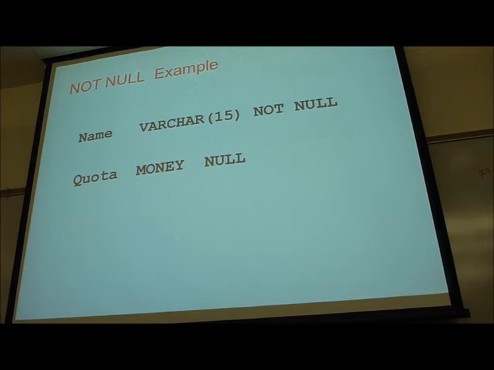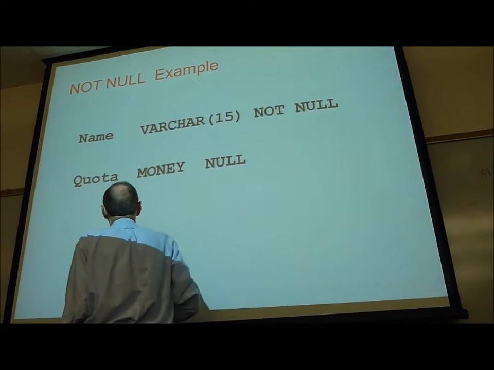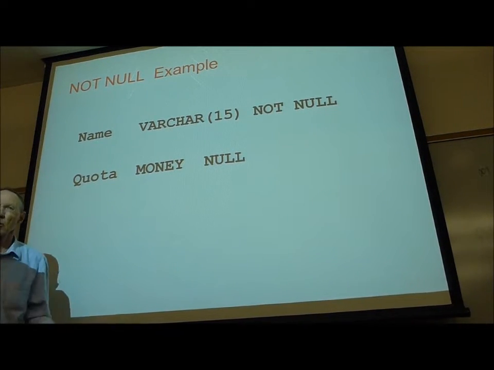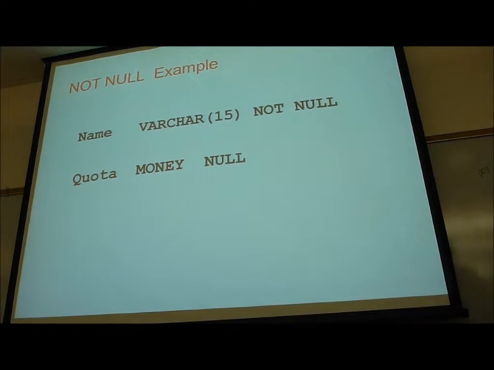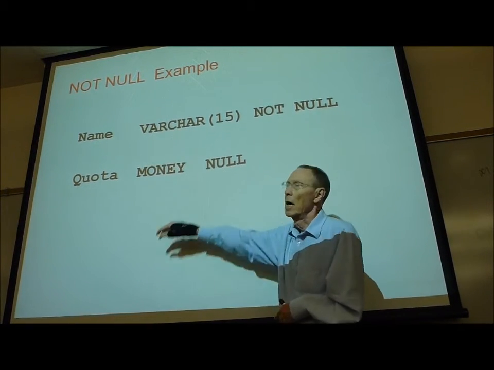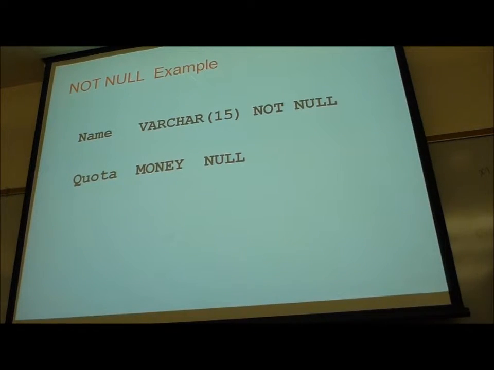Okay. As an example, here I've got the name, and not null. And quota, it says, well, right now you don't have a quota. So we could do nothing with it. We wouldn't have to have an entry. I don't have to put this word in here. It's just nice documentation. If I leave it out, it's null. No entry is required.